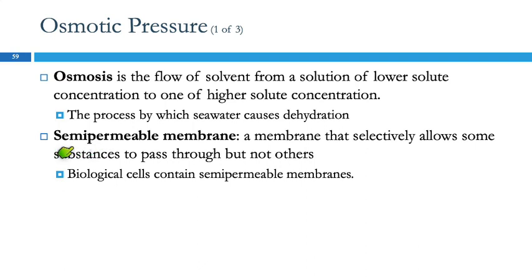So this involves a semi-permeable membrane, and that allows some things to go through, but not others. So biological cells have lots of various kinds of semi-permeable membranes. And so the ones we were talking about in your gut are going to allow water to pass through, but not going to allow the sodium and chloride ions to pass through.